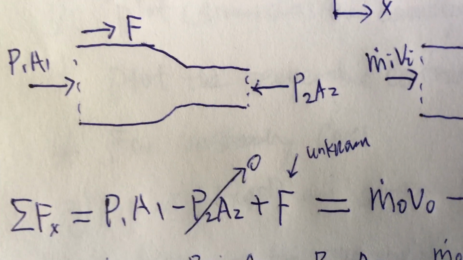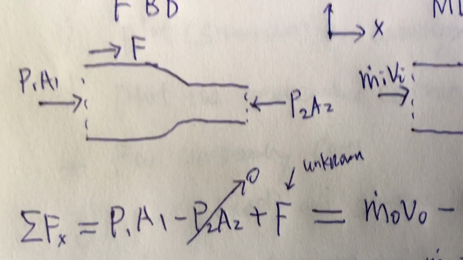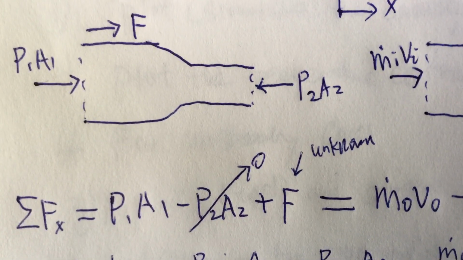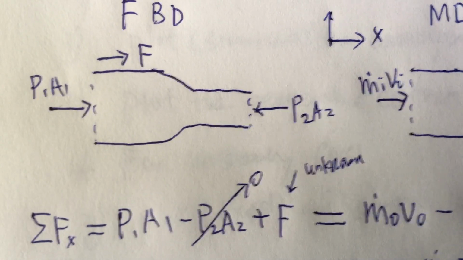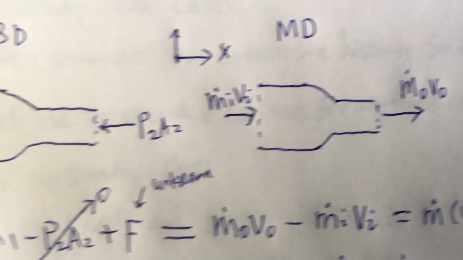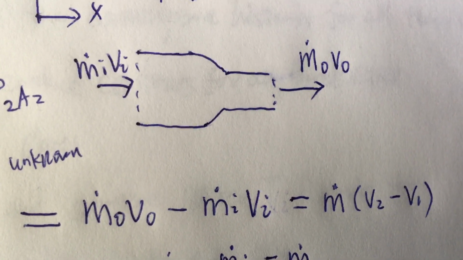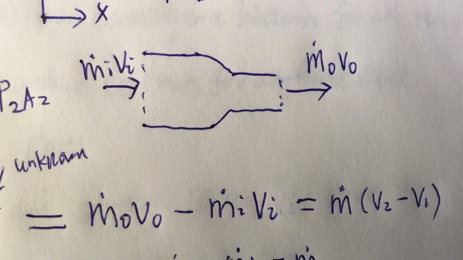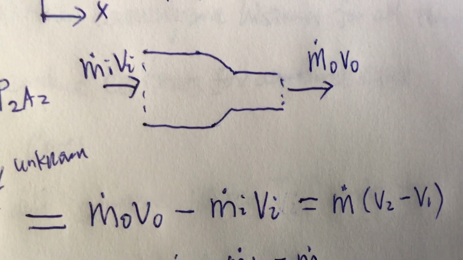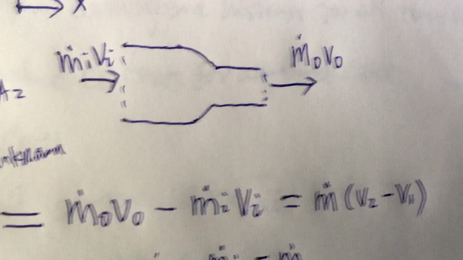It will be P1A1 minus P2A2 plus F. Be careful with the sign, okay? P2A2 is 0 because P2 is 0 gauge. And momentum difference is momentum out minus momentum in, okay? Mass flow rate out, m dot_o, V_o, minus mass flow rate in, m dot_i, V_i, okay?